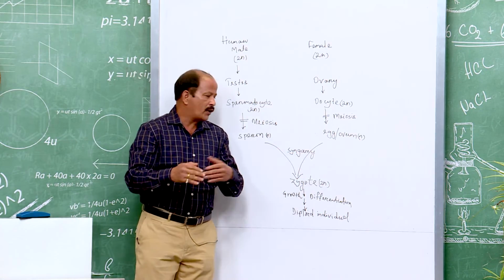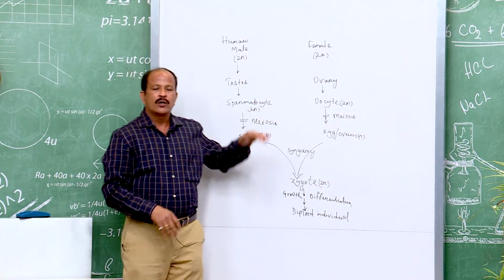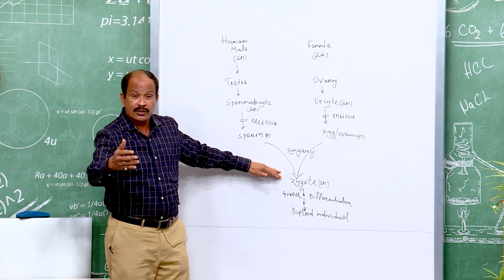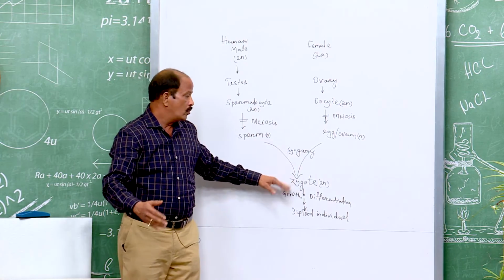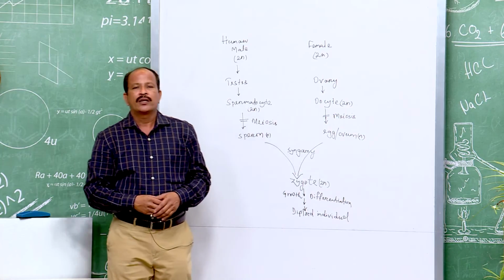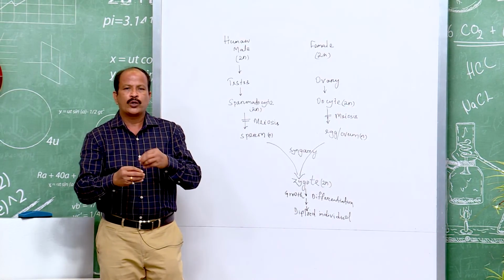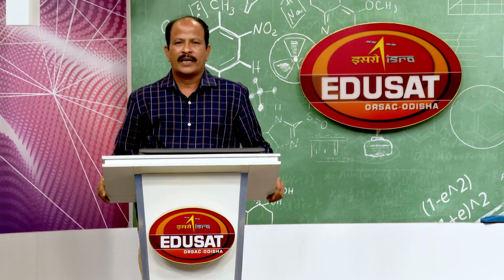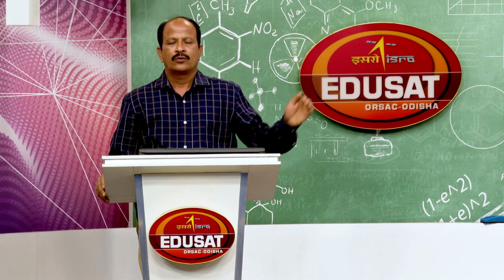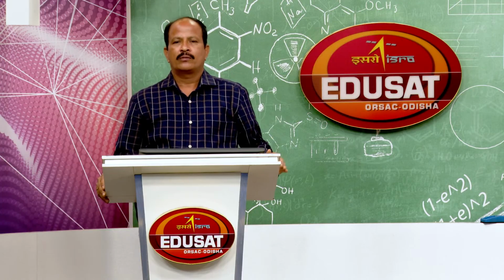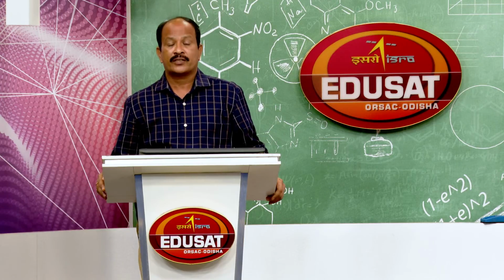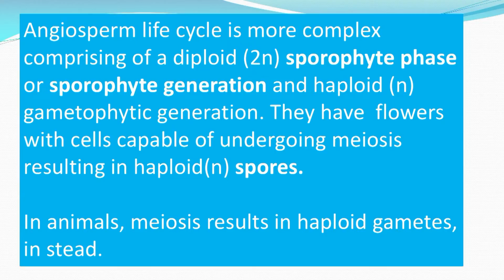Okay. And these on fertilization give rise to the zygote, and fertilization restores the chromosome number to the diploid set, and this zygote again divides mitotically following growth and differentiation, giving rise to the diploid individual. I gave an impression regarding the human reproductive aspect, how the males and females give rise to the haploid sex cells. On the contrary, the angiosperm life cycle is more complex.